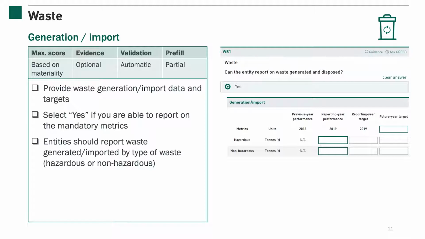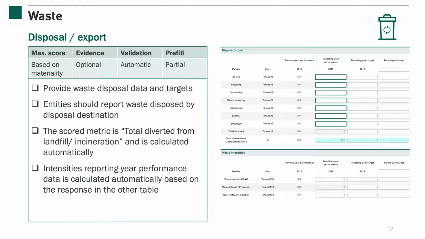Waste generated or imported by the entity should be reported in the table generation or import. Waste reported should be broken down as hazardous or non-hazardous. This table must not be used to report waste imported for energy generation. This is considered an energy fuel and must be reported in the energy indicator. Next, the entity should report how the generated waste was disposed of by destination. Unknown should be used only if the entity cannot obtain information on where waste is disposed to.